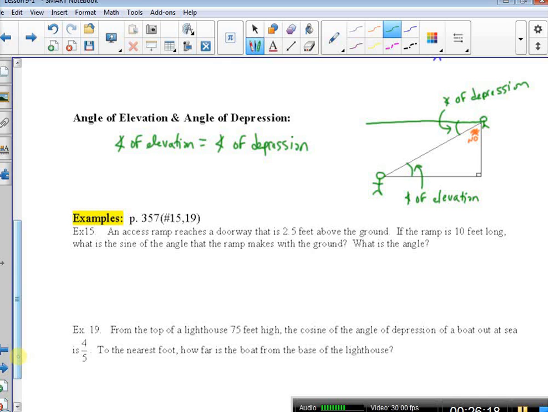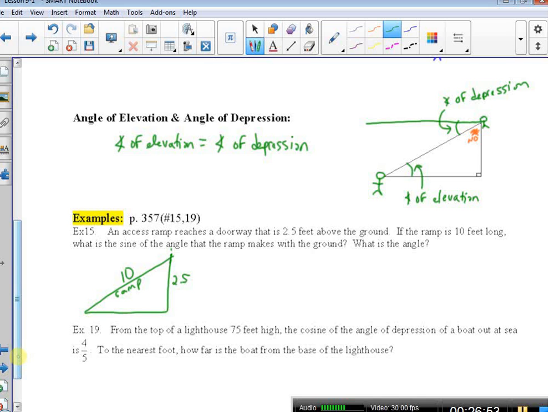Last two, an access ramp reaches a doorway that is 2.5 feet above the ground. So if the ramp's 10 feet long, what's the sine of the angle that the ramp makes with the ground? What is the angle? So to draw this, I would assume that this would be the ramp, which is 10 feet long. And it is reaching a doorway, so this distance over here is 2.5 feet above the ground. And then what is the sine of the angle that the ramp makes?